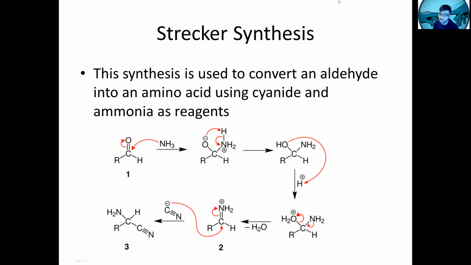Okay. So starting off, as I mentioned, with an aldehyde, right? Aldehyde has an R group on one end, an H group on the other end, and then a double bond O. Okay. Firstly, you add in ammonia, right? We're using ammonia as a reagent. You add in ammonia. Again, make your tetrahedral intermediate.